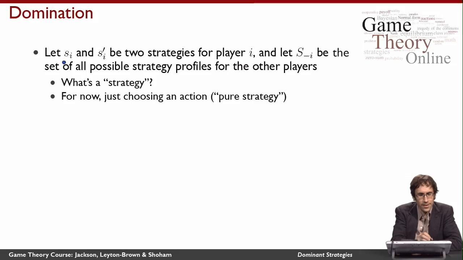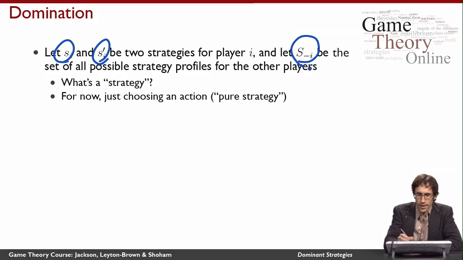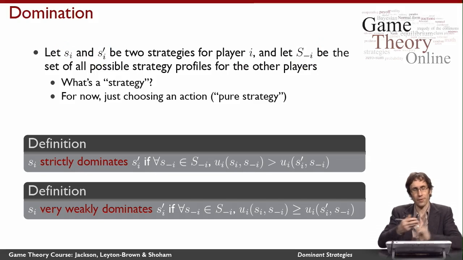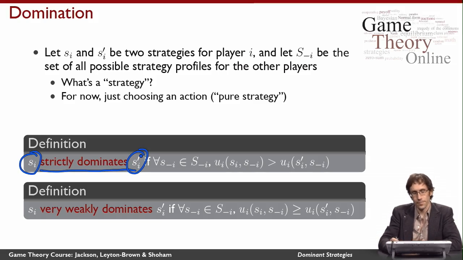So let's let s_i and s_i prime be two different strategies that player i could take. And let's let capital S minus i be the set of all of the other things that everybody else could do. I'm going to define two different definitions of what it means to say that s_i dominates s_i prime. So first we have the notion of strict dominance.